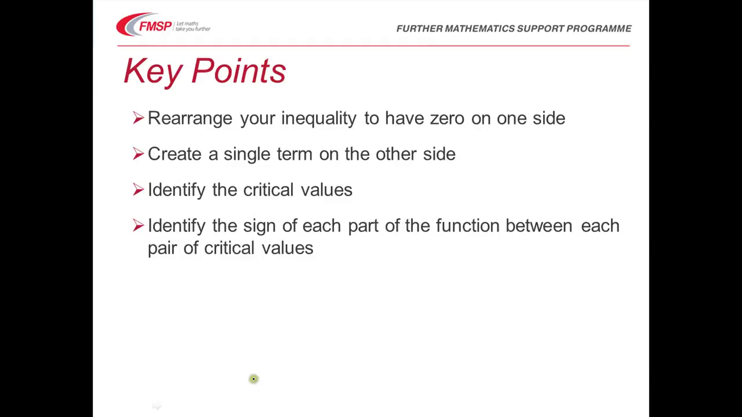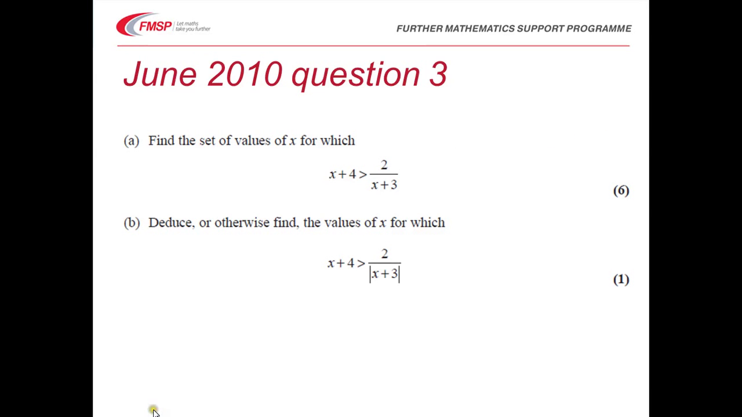The first step is to rearrange your inequality to have 0 on one side, and then make sure that you've got a single term on the other side, fully factorised, so that you can see what values of x it becomes 0 for. Those values are called the critical values, and you then need to identify the sign of each part of the function between each pair of critical values. Then look at the function as a whole and see whether the inequality is true.